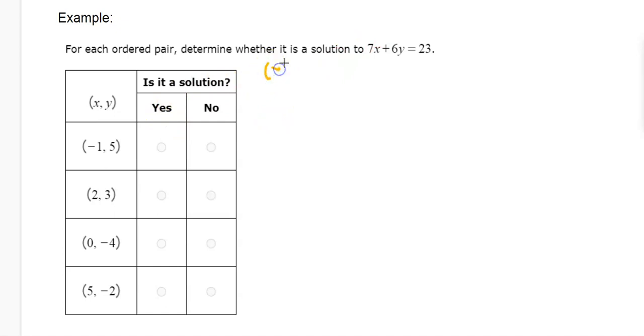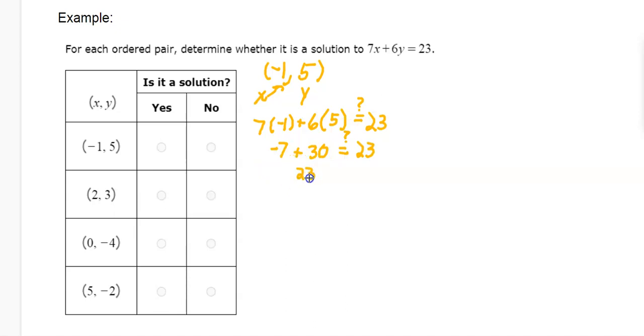So I'm going to start off here with -1, 5. I know that this is my x, this is my y every time. So I want to know if 7 times my x value, -1, plus 6 times my y value, 5, equals 23. I'm going to put a little question mark over that equal sign, and I'm just going to follow the order of operations and check each one of these out. So 7 times -1 is -7, plus 6 times 5 is 30. Does that equal 23? -7 plus 30 is 23. So that does equal 23. Boom, that's it. So that is a solution.